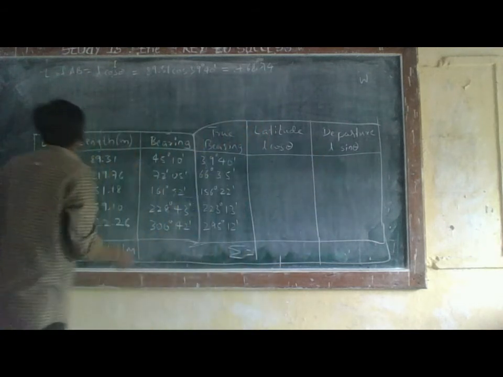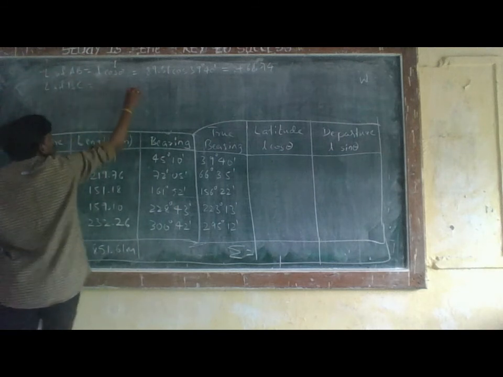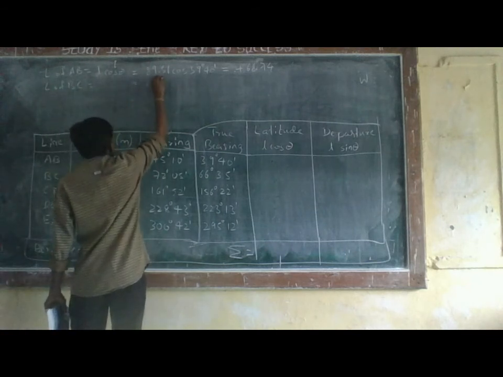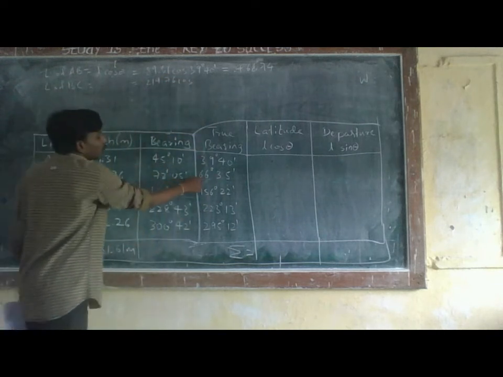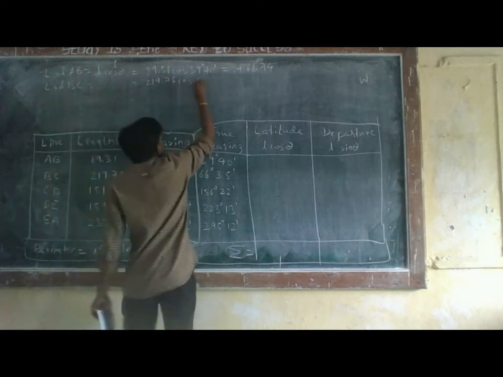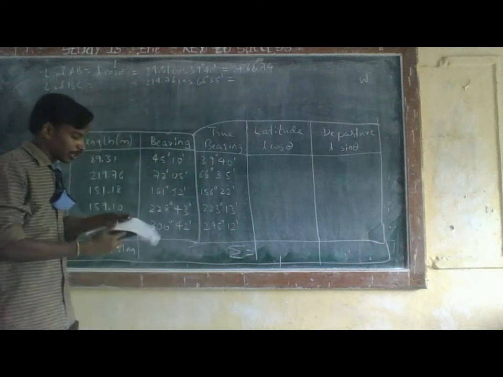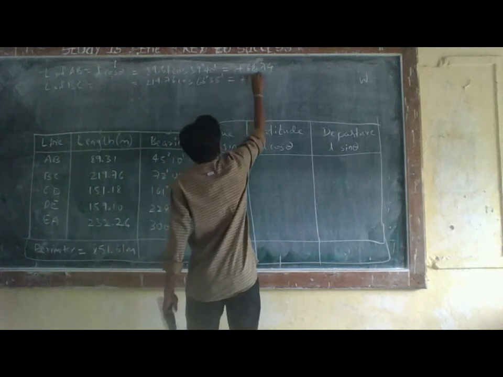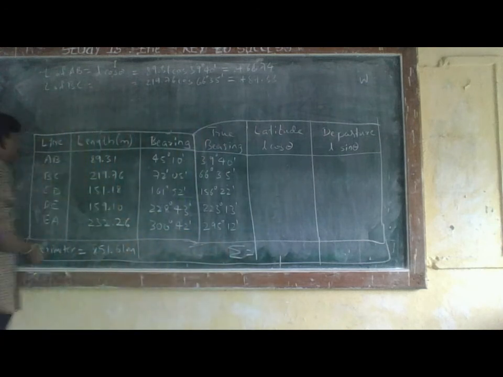Now in the same way, calculate the latitude of BC, which is L cos theta, the same formula. The length of BC is 290.76 cos, and the true bearing is 66 degrees 35 minutes. After calculation you will get the value plus 87.33. In the same way, calculate all the latitudes for the remaining 3 lines.